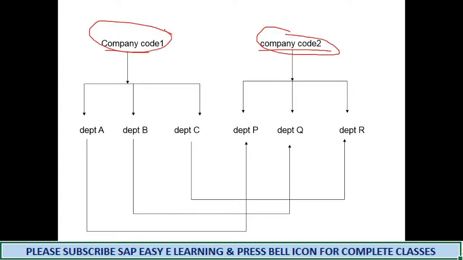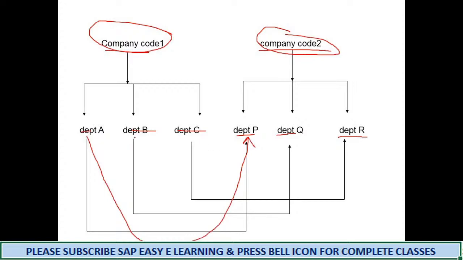In addition to that, for example, company code 1 is having 3 departments: Department A, Department B, Department C. In company code 2, again we have three departments: Department P, Department Q, Department R. In addition to comparing the performance at the company code level, we can compare the performance of Department A of company code 1 with the performance of Department P of company code 2.